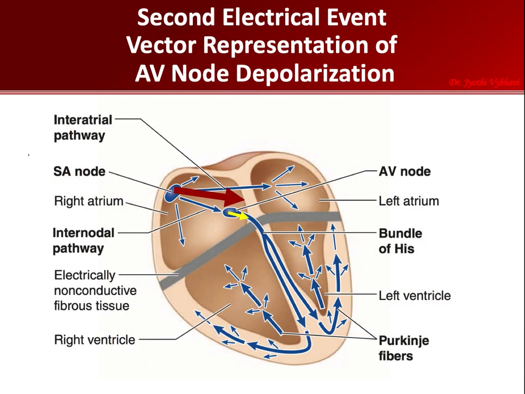Now, if I represent the AV nodal electrical activity as a vector, you can see it is represented like this. The AV node is an extremely slow conductor compared to the rest of the heart. It is a very small tissue, so it will produce a thin, small vector. And the most important thing is that this tiny vector cannot be picked up by the ECG machine, even though there is electrical activity.